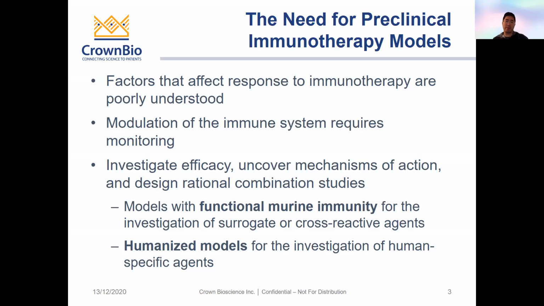For immunotherapy models, they can be roughly divided into subcategories. They include models with functional murine immunity, which can be used for the investigation of surrogate and cross-reactive agents, and then the humanized models, which can be used for investigation of human-specific targets.